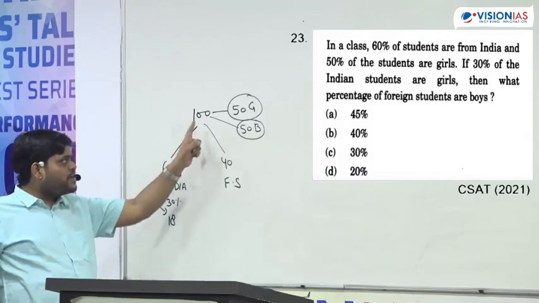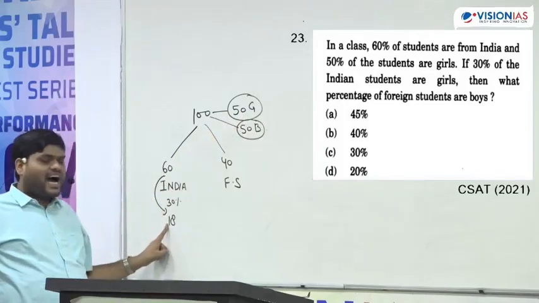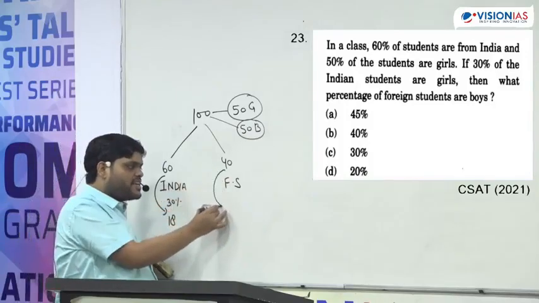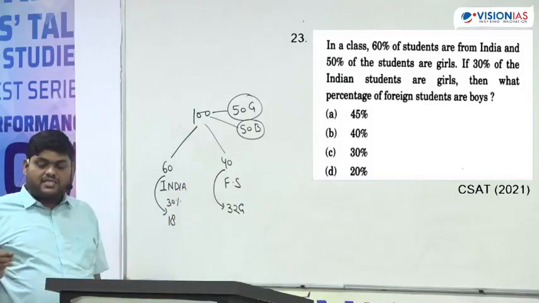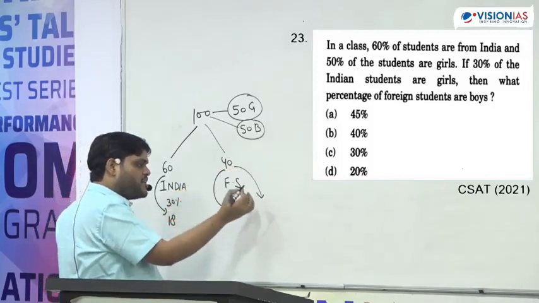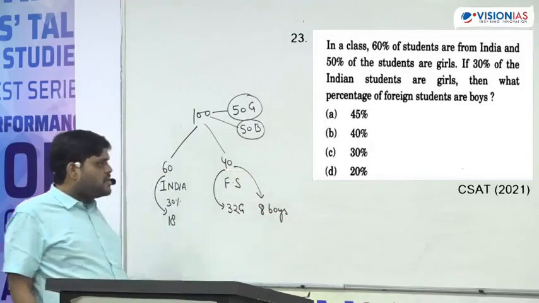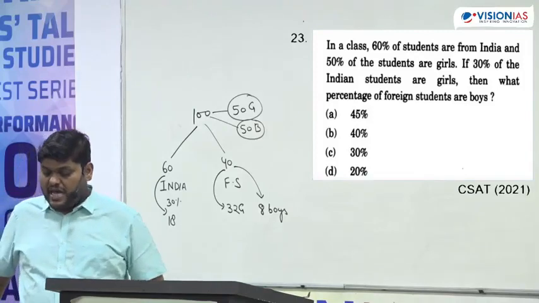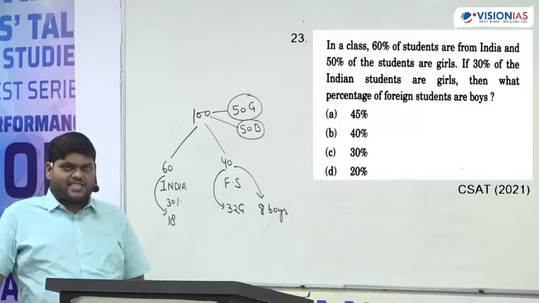So the total number of girls is 50. Out of this 50, 18 are Indian. That means the rest are foreigners. So how many foreigners are there? 32 girls are foreigners, or not? 32 girls are foreigners. And how many boys are foreigners? That means 8 boys are foreigners. Is this making sense or not? If anybody has a doubt, ask the question here.